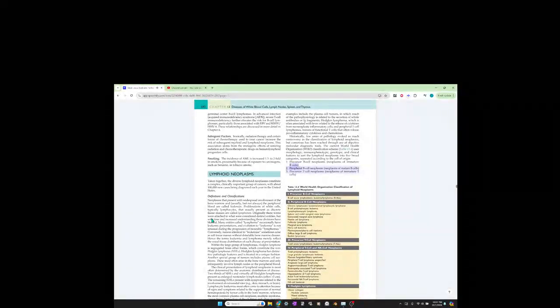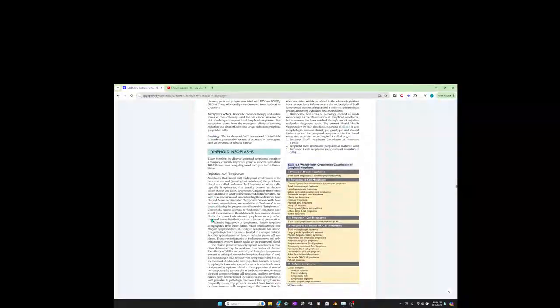1. Precursor B-cell neoplasms, neoplasms of immature B cells. 2. Peripheral B-cell neoplasms. 3. Precursor T-cell neoplasms, neoplasms of immature T cells. Table 13.4, World Health Organization classification of lymphoid neoplasms.